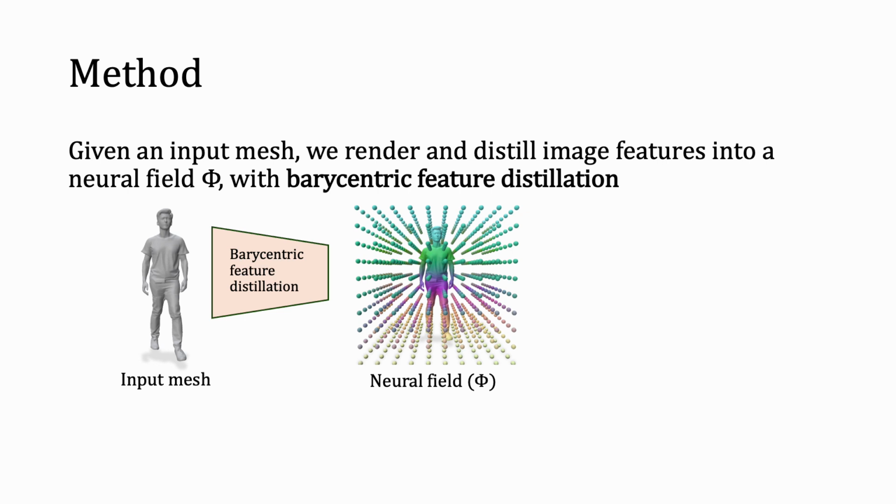Let's go over some specifics. Given an input mesh, we first render multiple views and obtain image features for each view. We then take those encoded renders and distill the image features into a neural field using a novel distillation technique we call barycentric feature distillation. More on this in a second.